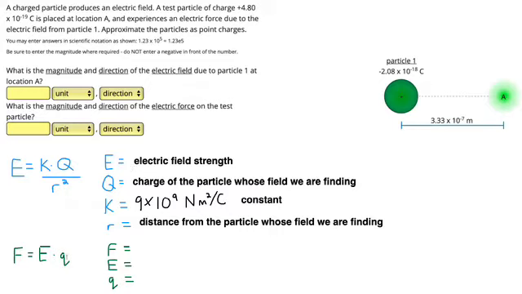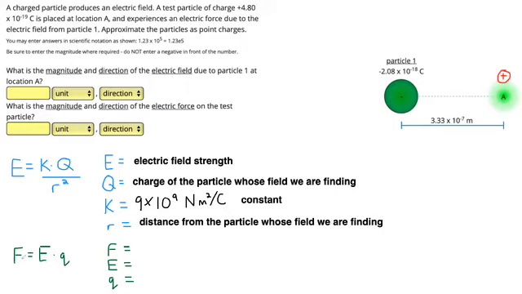The second one is then for finding the force on another charged particle in that field. So in this question here, we're told that there's a test charge at location A. So I'm just going to draw that on. Here's our test charge here. We're told that it's positively charged. So that's our test charge.